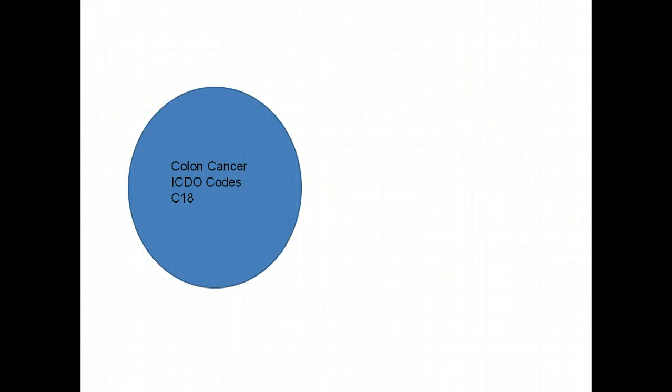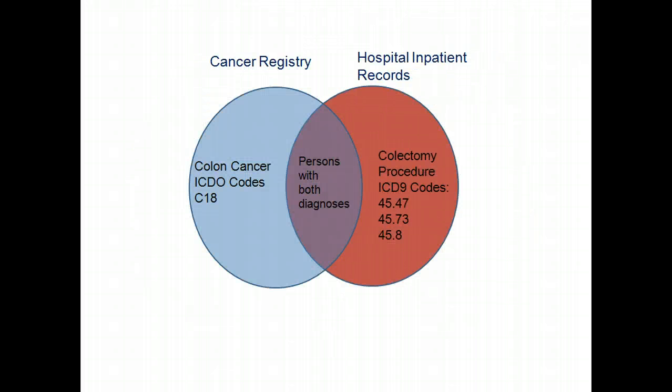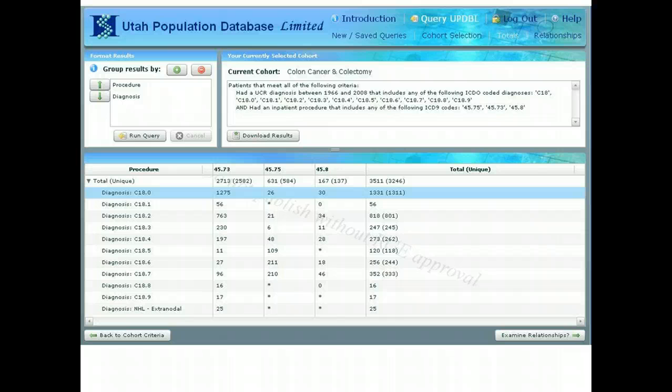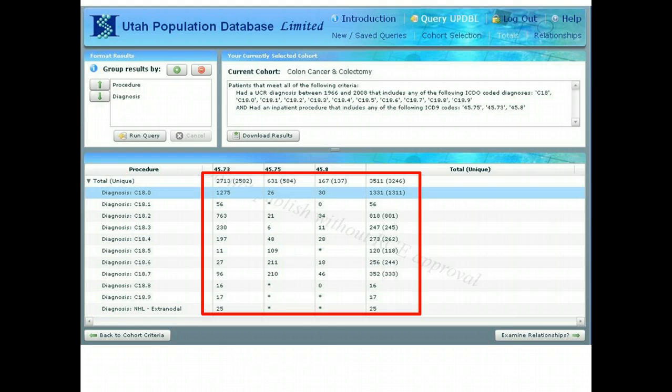To illustrate aggregate counts, suppose a researcher is interested in persons who have been diagnosed with colon cancer and have had a colectomy procedure. One would need to search 2 different data sources, cancer records and hospital inpatient records, but with the limited query tool, these 2 data sets can be queried simultaneously. The tool then allows aggregation by a number of different criteria. In this example, we have aggregated by procedure along the x-axis and diagnosis on the y-axis. The actual counts are broken down to the right.